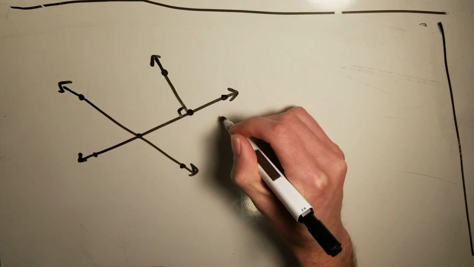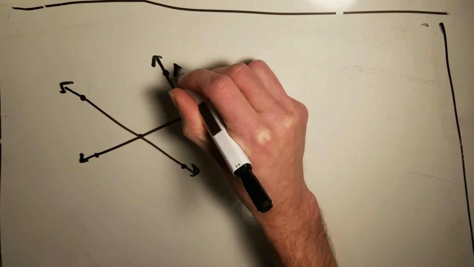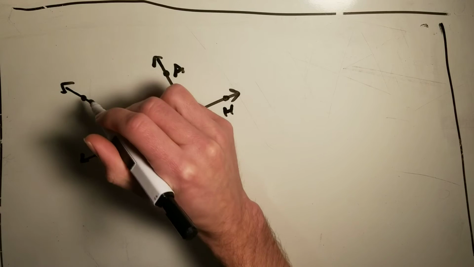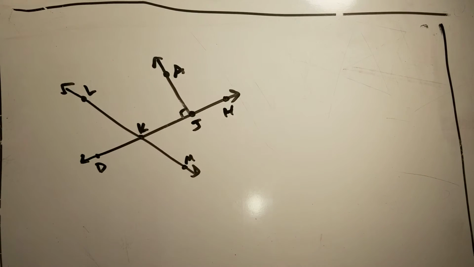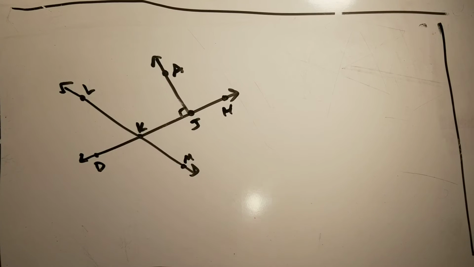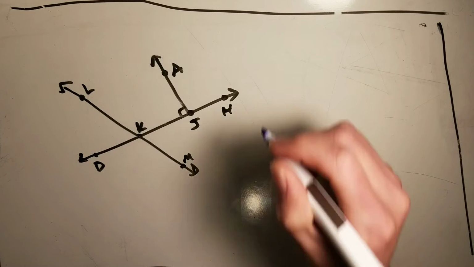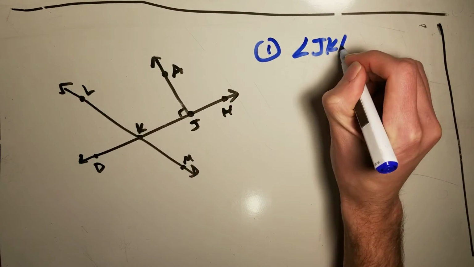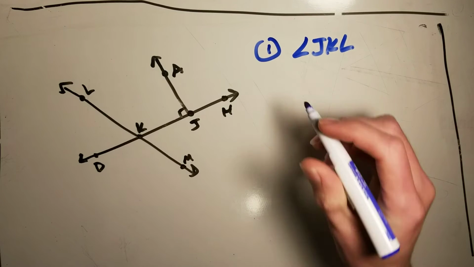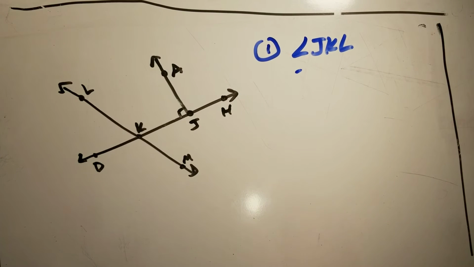And we have some points. All these points are given to us. H, J, A, L, K, M, and D. And for these, we're going to start with number 1. Number 1, we're given angle JKL, and we are told we need to first classify this angle. We need to secondly name 2 angles that are adjacent, and then name all the angles that are vertical.